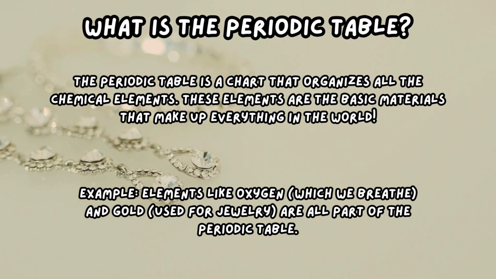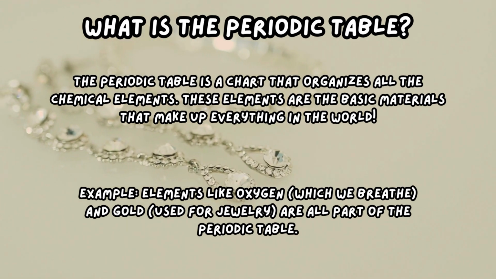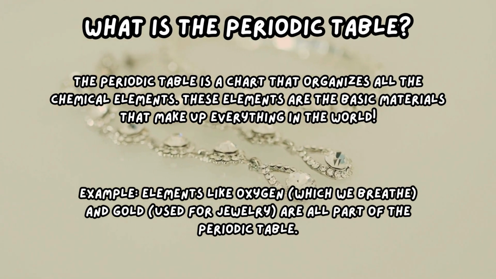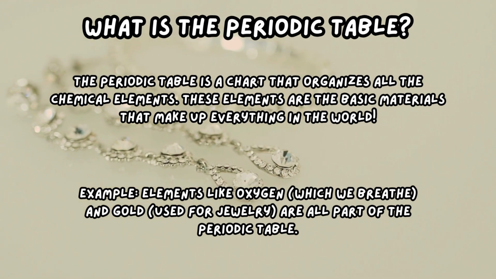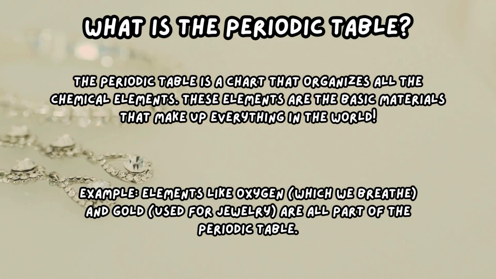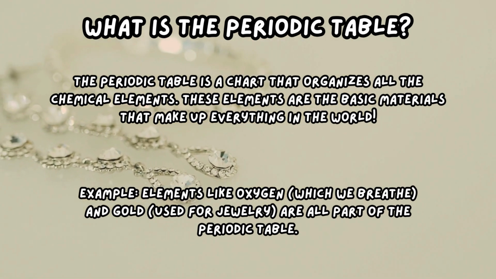What is the periodic table? The periodic table is a chart that organizes all the chemical elements. These elements are the basic materials that make up everything in the world. Example, elements like oxygen, which we breathe, and gold used for jewelry are all part of the periodic table.